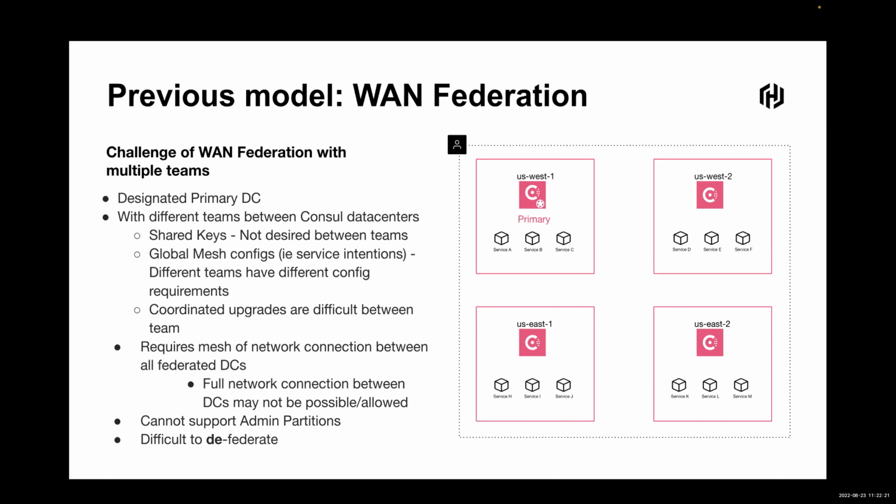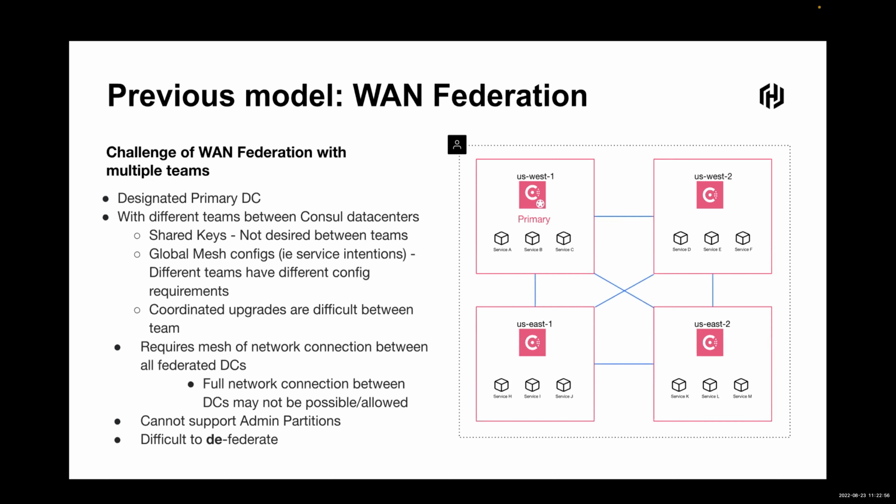Certain mesh configurations, again, for example, if you have a service intention that allows service A to talk to service B, one team that may want to apply that config may affect another team that does not want that same config, right? So global configs are not desired across different teams. And then obviously upgrades will be more challenging when you have more teams involved, and each team has different schedules, different dependencies, different logistics. So upgrades can become very difficult.